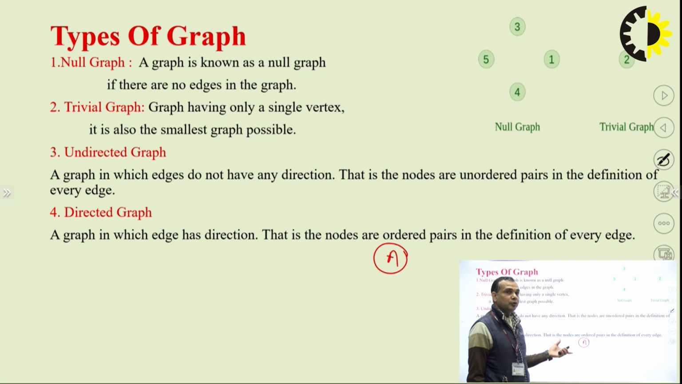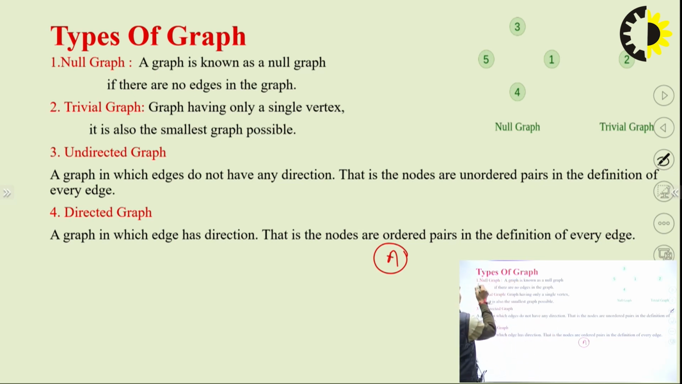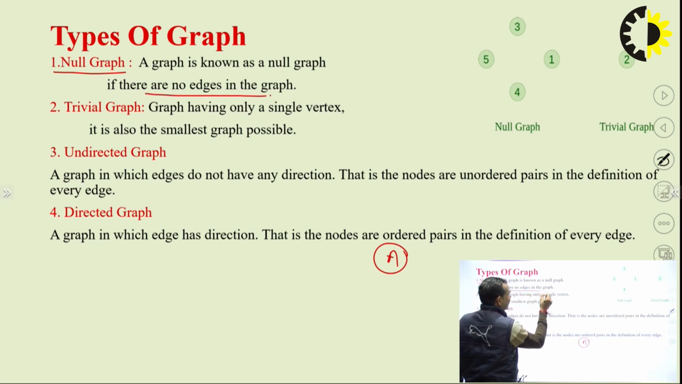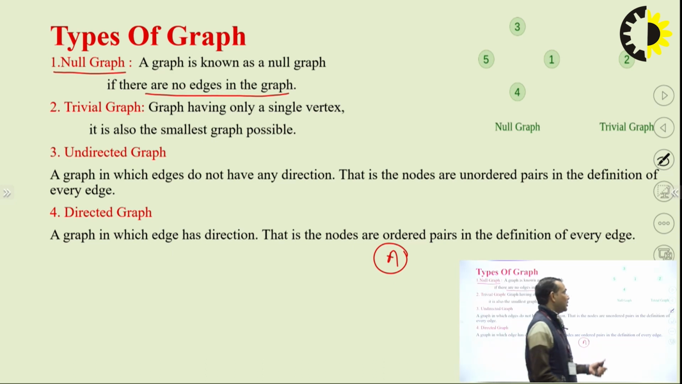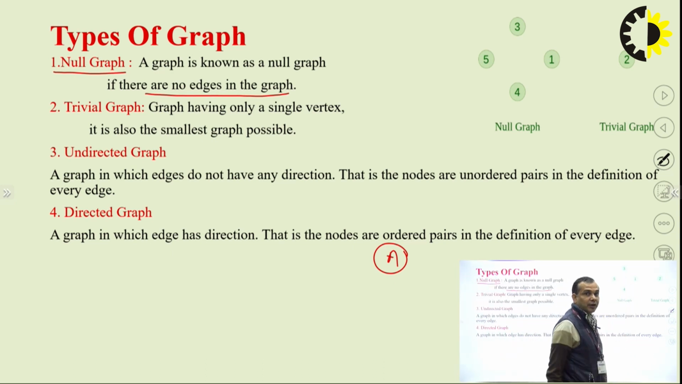But there are various types of graph. First is the null graph. So what is a null graph? A graph is known as a null graph if there is no edge in the graph. If I am talking about these vertices, but these lines are connected, then these are a graph. If there is no connection between the vertices and between the nodes, then this type of graph is known as the null graph. So we can say that this is a null graph.